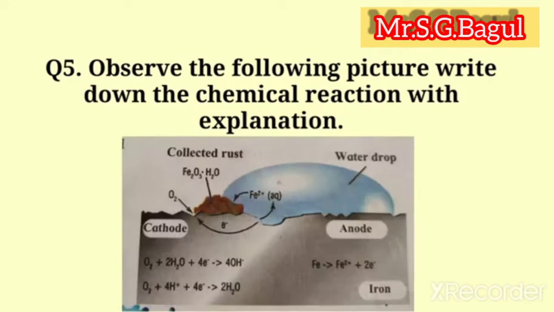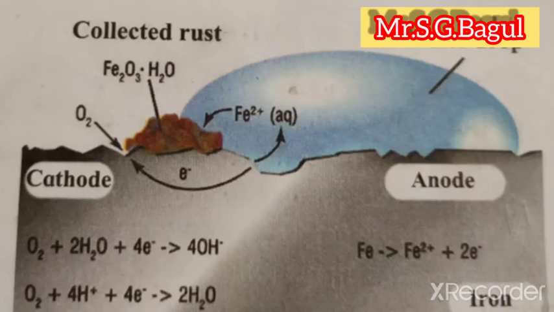Question 5. Observe the following picture. Write down the chemical reaction with explanation. This picture represents the electrochemical reaction taking place during the corrosion, means rusting of iron. Different regions on the surface of iron become anode and cathode.